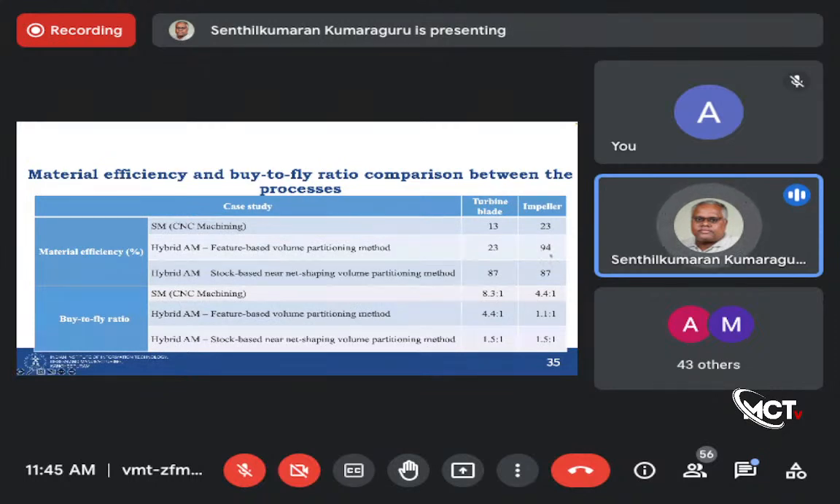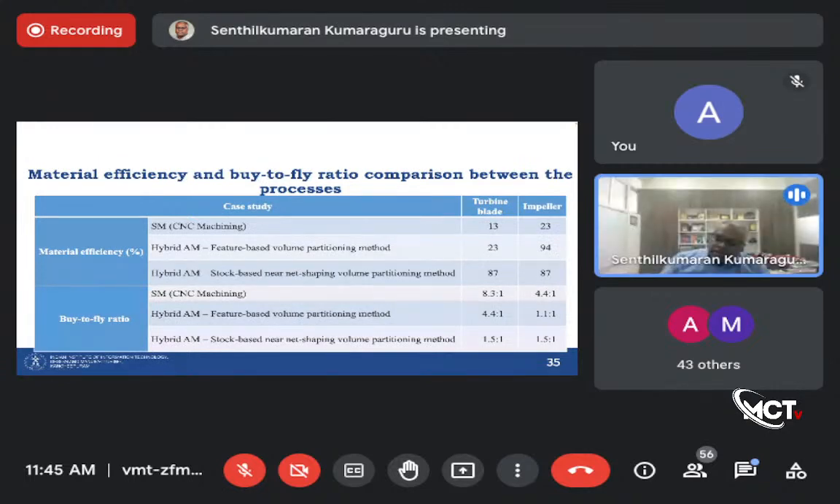So you have a better catchment efficiency and material efficiency. Whereas these blades are continuously rotating and the angles are continuously changing with the nozzle angle. So normally you'll have poor catchment efficiency and poor material efficiency in the case of feature-based volume partitioning. But if you look at stock-based, the efficiency is fairly good, and the material efficiency is fairly good. That means when you combine additive manufacturing and machining, these are done in one single station.